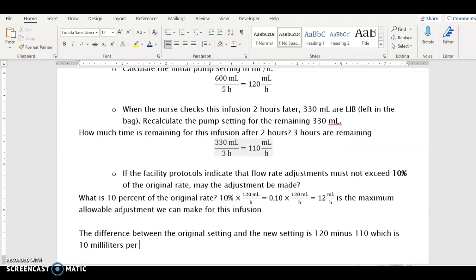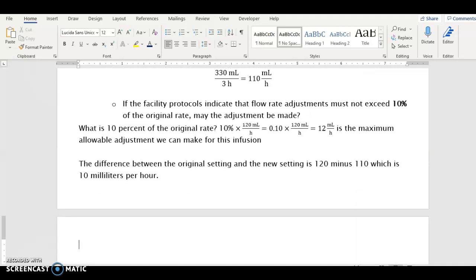So 10 milliliters per hour. Since that adjustment is within the maximum of 12, it is okay to make the adjustment. It says must not exceed, and must not exceed means less than or equal to. So since the adjustment is less than 10% of the original flow rate, the adjustment is okay.